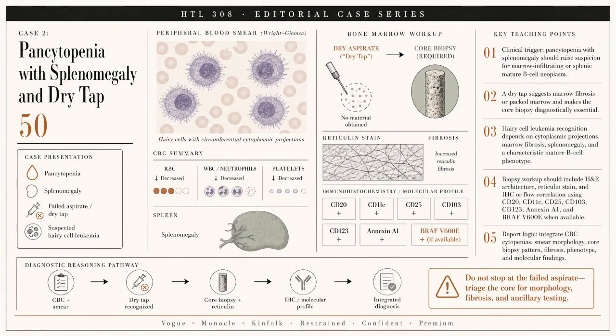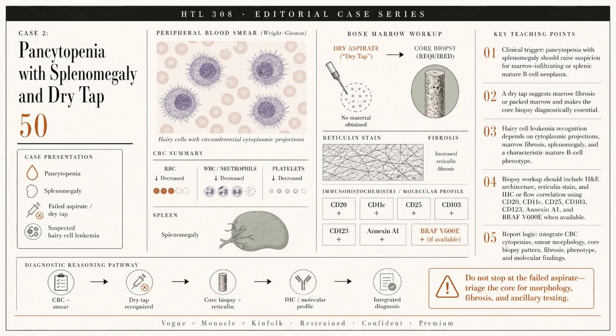When fresh tissue is available, triaging a portion for flow cytometry is highly beneficial. Flow cytometry complements morphology and immunohistochemistry by providing a rapid, quantitative immunophenotypic profile of the neoplastic cells. However, the dry tap and marrow fibrosis can limit aspirate quality, underscoring the importance of communication between the clinical team, pathologists, and histotechnologists to optimize specimen collection and processing.